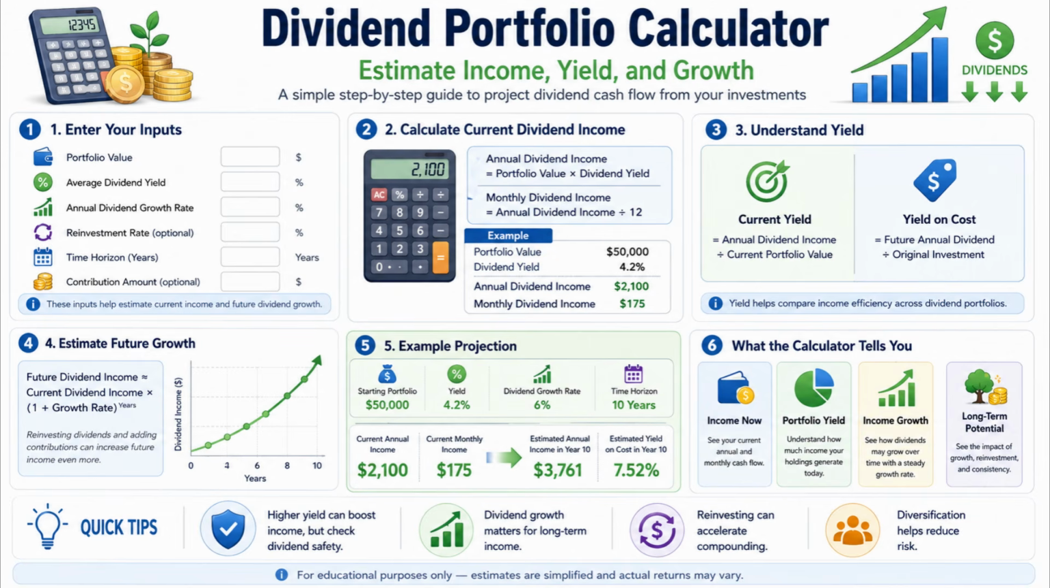In this video, we will discuss the Dividend Portfolio Calculator and how it helps estimate dividend income, portfolio yield, and future dividend growth step by step. First, to use a Dividend Portfolio Calculator, you need to enter the basic inputs. These inputs usually include your total portfolio value, average dividend yield, annual dividend growth rate, reinvestment rate, time horizon in years, and any additional contribution amount. These values help the calculator estimate both your current dividend income and your possible future income.